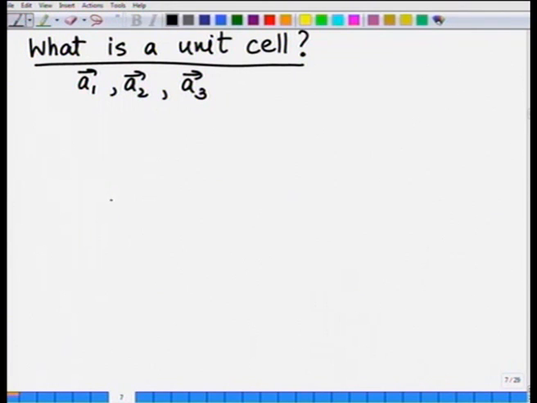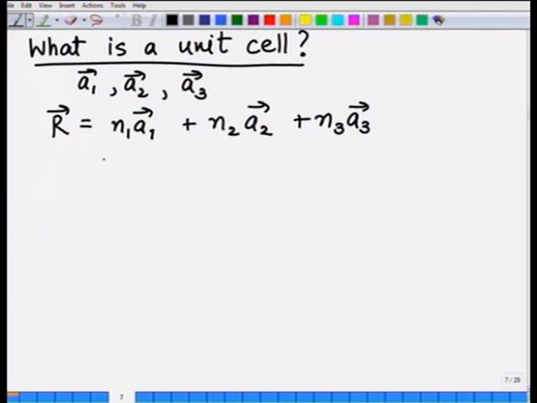Then I should be able to find the position vectors of the points as R equals n1 a1 plus n2 a2 plus n3 a3. That means I should be able to reproduce all the points by taking n1, n2, n3 as integers, and get to another point. This is one way to look at it. The other way is that since A1, A2, A3 are three non-collinear vectors, they construct a volume. If you translate this volume by distances A1, A2 and A3, you should be able to fill up the complete space, generating those lattice points. These are two ways you can think of unit cells.